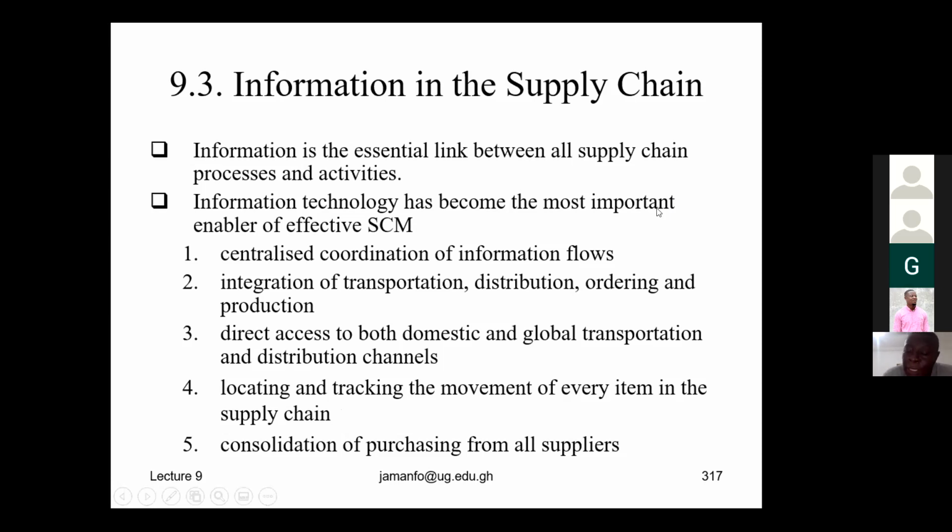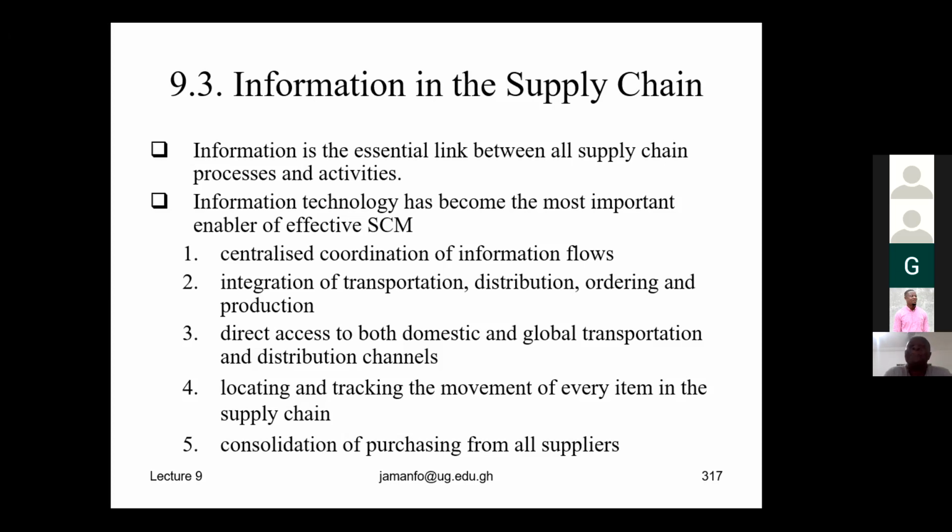I was talking about DHL. If you ship an item through DHL, you'll be given a code. And with that code, you can track the movement of your parcel all through the chain until it is finally delivered.